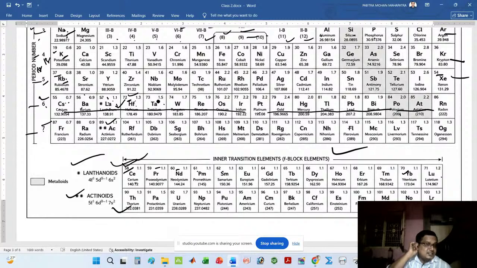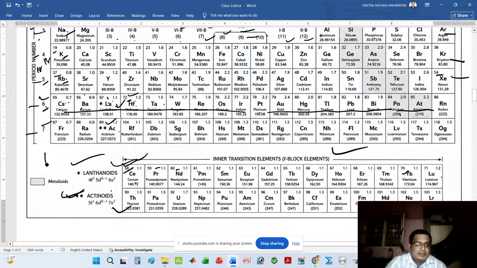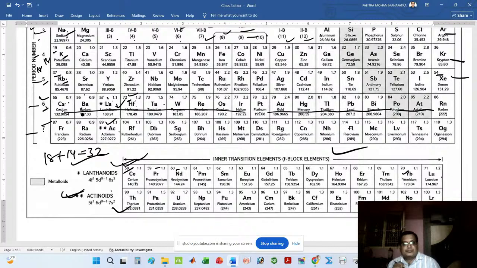Similarly, the second series is called actinide, since the second series starts after actinium. So suppose I ask you how many elements are present in the sixth period. You can say that there are 18 elements plus 14, that is 32 elements present in the sixth period.